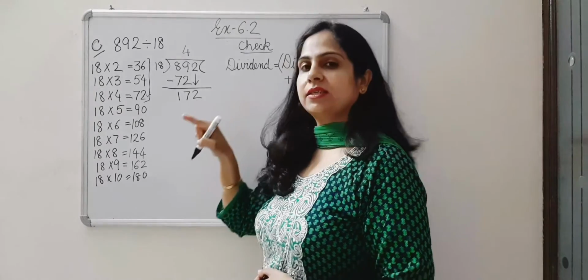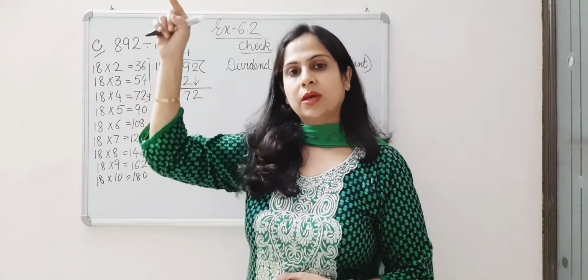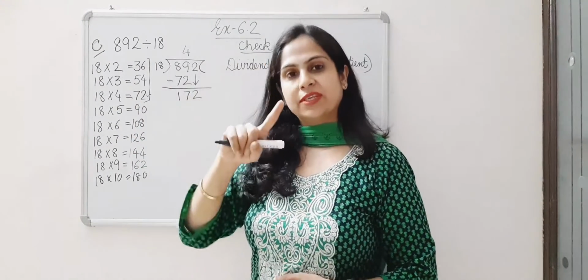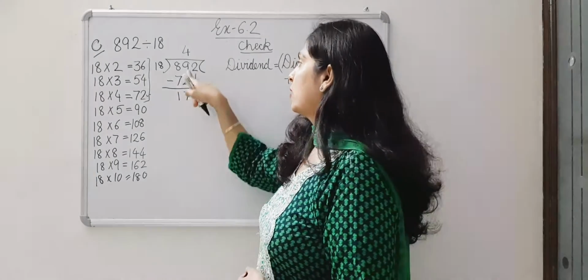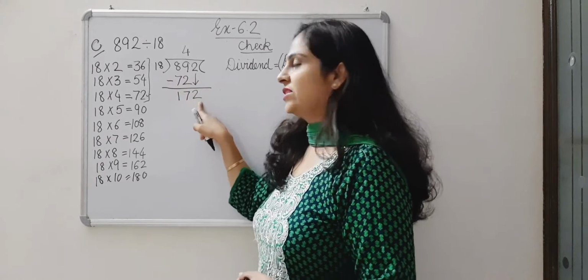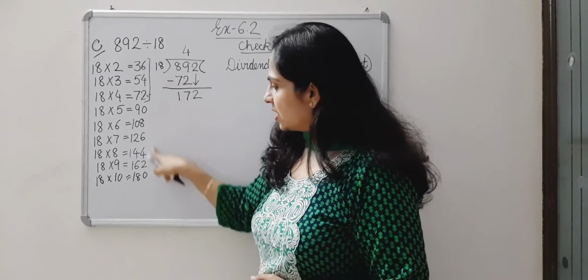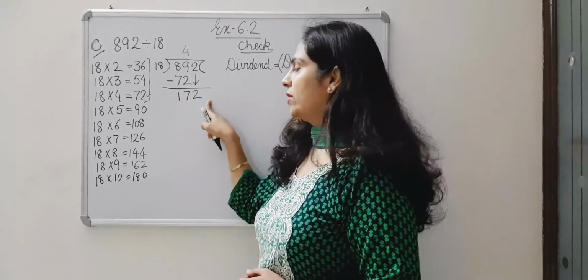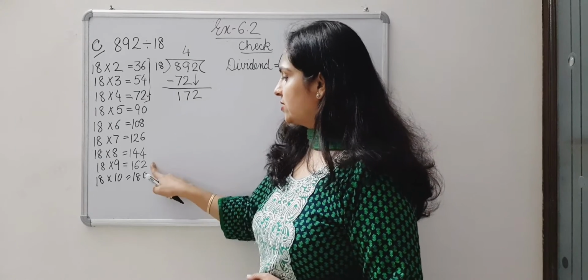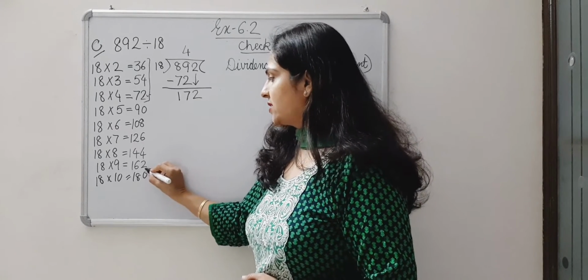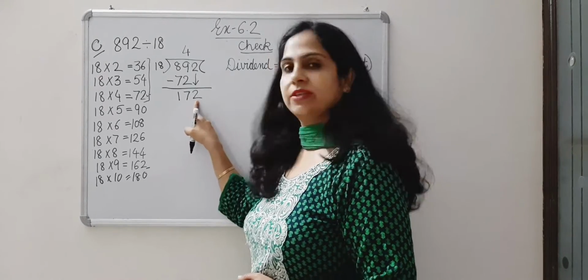Now what is our next step? Next step is we have to repeat the sequence. So what is our first step now? That we have to divide. Now we have to divide 172 by 18. Now see, we have to see the number which is nearer to 172. So 162, 180. 162 is nearer to 172.